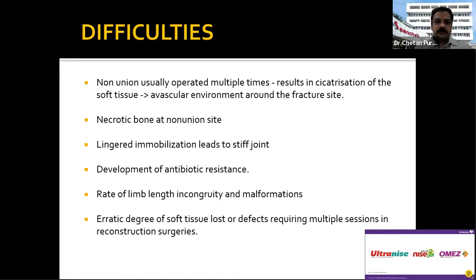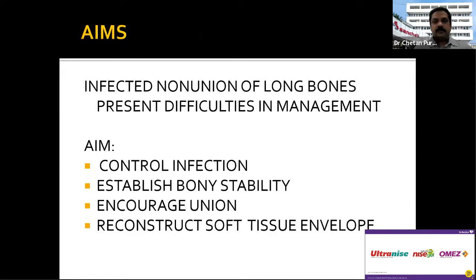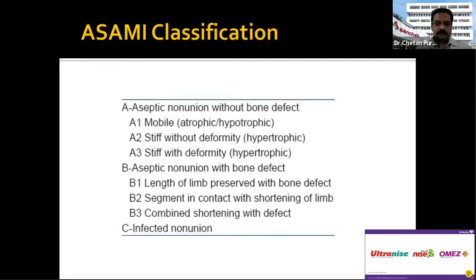So the aims of infected non-union management in long bones can be broadly staged into infection control, to establish bony stability, to encourage or enhance the union or the biological healing process of the bone, and to reconstruct the soft tissue envelope. So I'm going to briefly talk about how one can achieve all these aims.